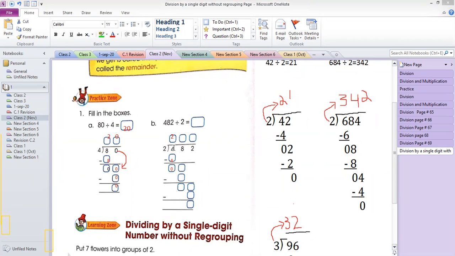I take only one digit, that is 4. I check in the table of 2 whether 4 comes or not. So it comes. How many times? 2 multiplied by 2, 2 times. 2 times 2 equals 4. So I write first 2, then I multiply 2 by 2 equals 4. I write 4 down here and then I do subtraction. 4 minus 4, 0.